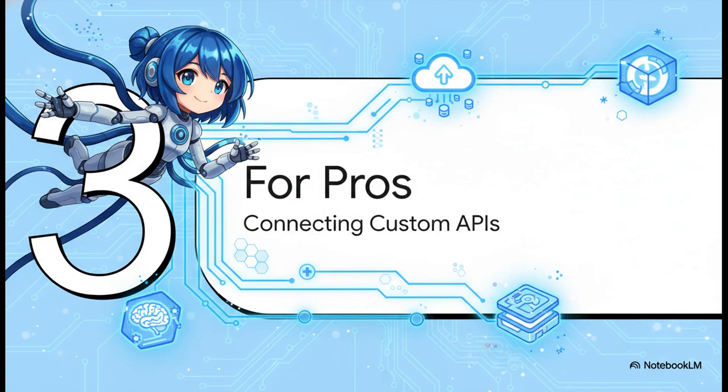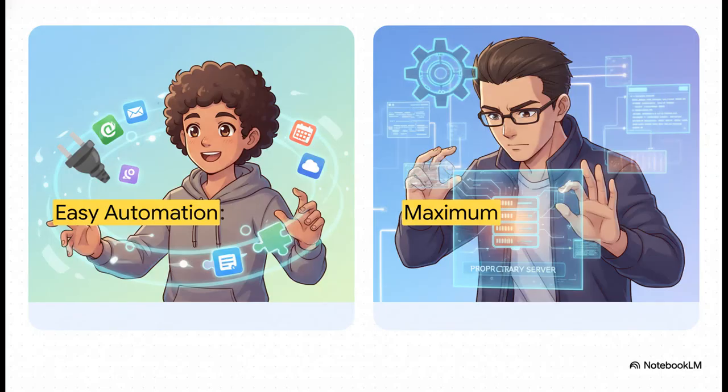Now, for the pros out there who want maximum control and flexibility, you're not just stuck with third-party platforms. You can connect any API you want directly. So you've basically got two paths you can take here. The Zapier integration is your easy, no-code option for quick automation. You get access to thousands of apps right out of the box. The direct API connection, though, that's for when you need to build something really powerful and custom, connecting to your own internal systems. It gives you total control over the data and what it can do.